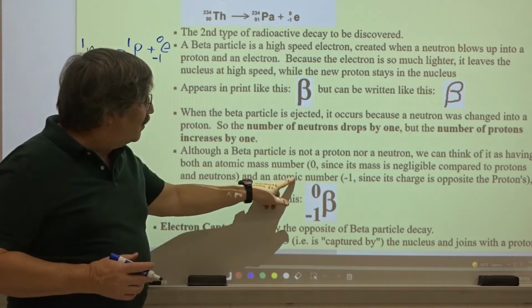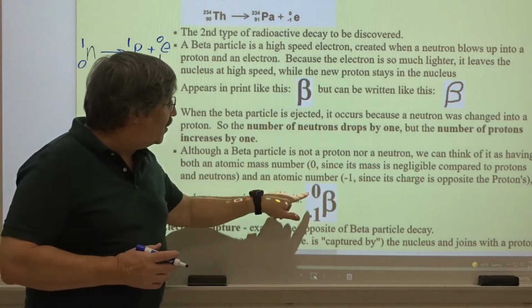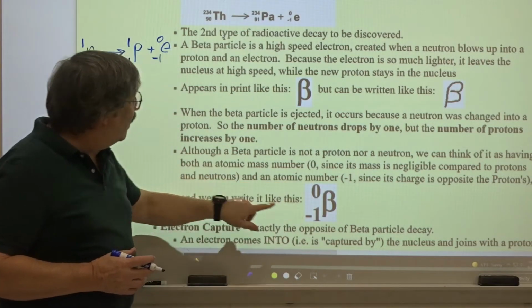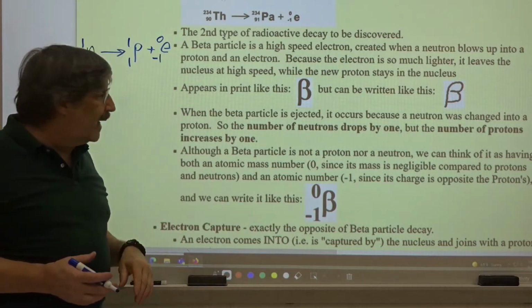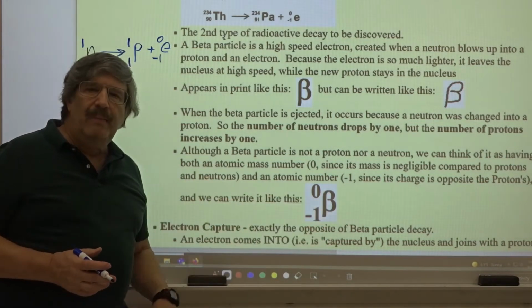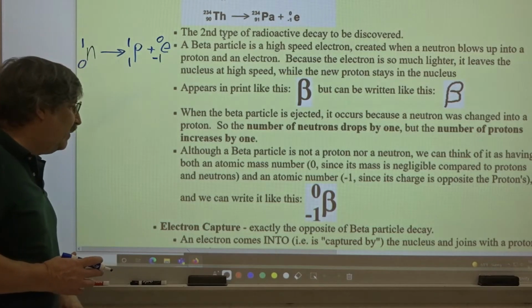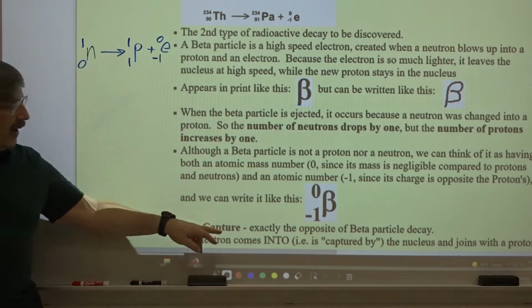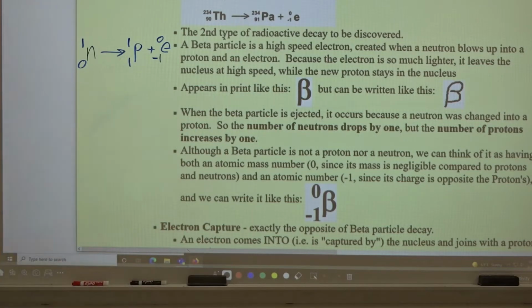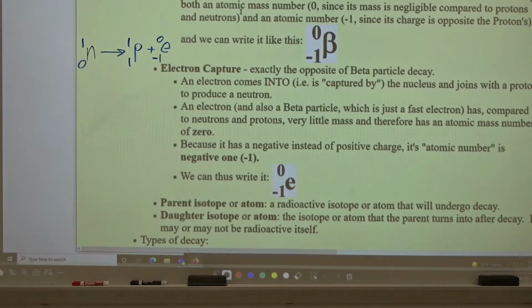And so we represent it like this. Notice that the atomic mass number and the atomic number are the same as for an electron, because it is in fact an electron, but we're calling it a beta particle because it's a high-speed electron that leaves the nucleus. Electron capture, as it says right here, is exactly the opposite of beta particle decay.